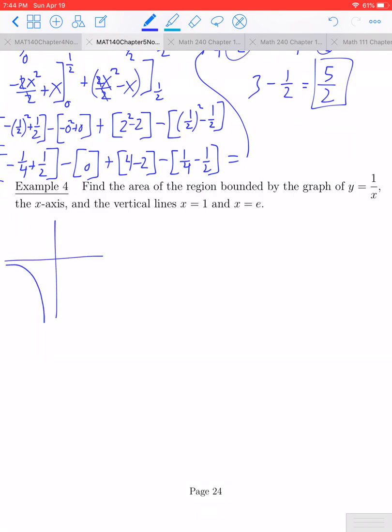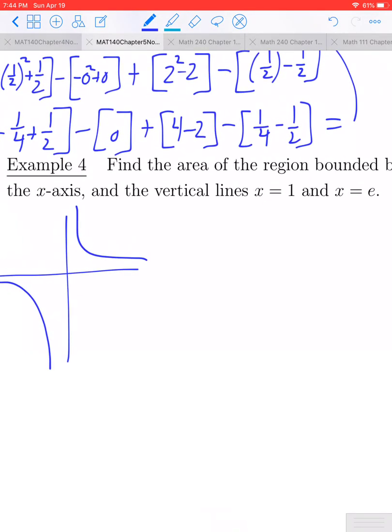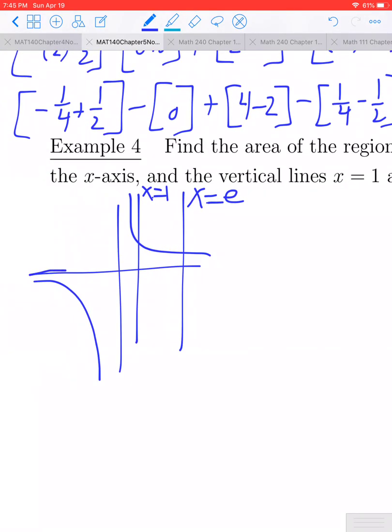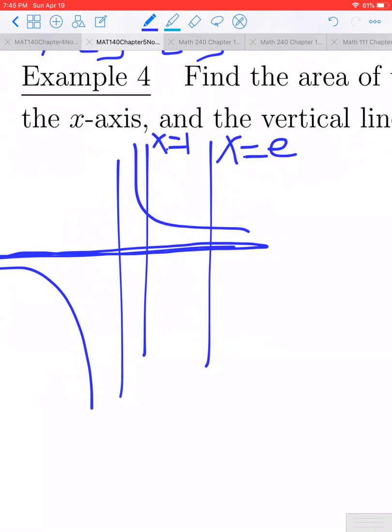So the graph of 1 over x would look like this. The vertical line x equals 1 would be roughly here. x equals e is bigger than 1, so e would be to the right of it. The x-axis, we know that's this line right here. And if we look at the region that's bounded by it, we're referring to this region right here. So we want to find this area under the curve.